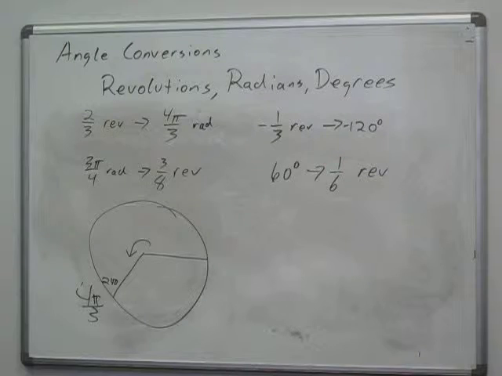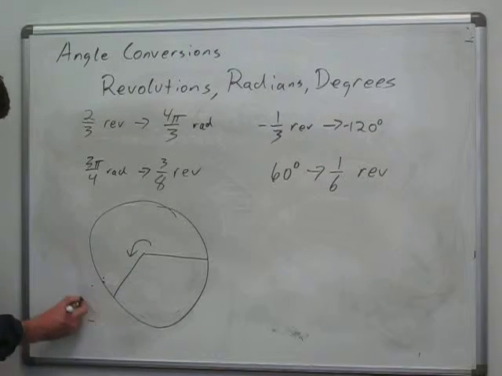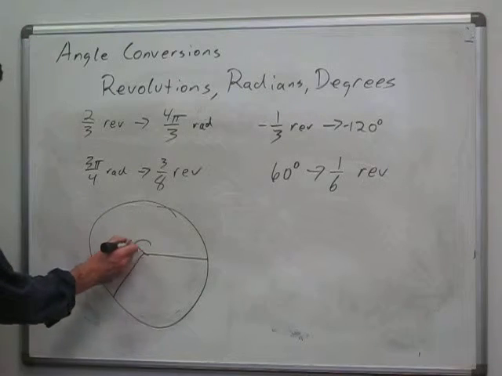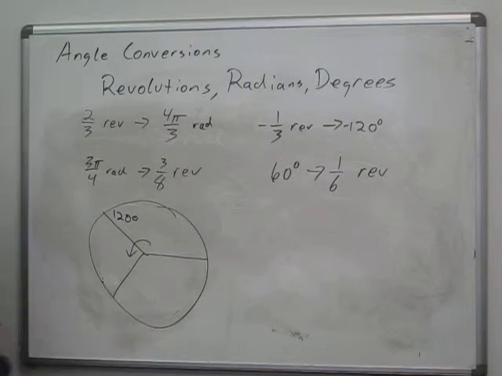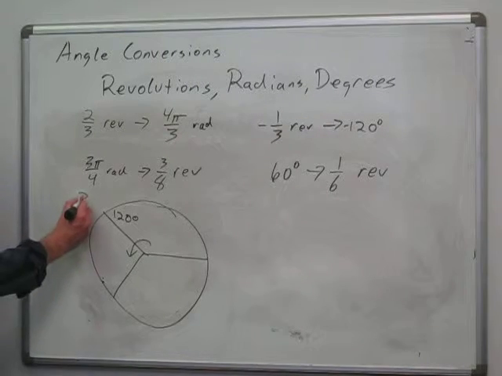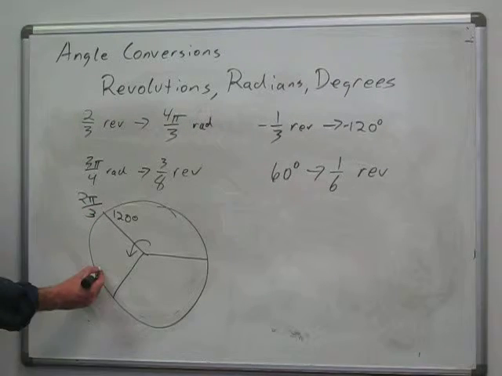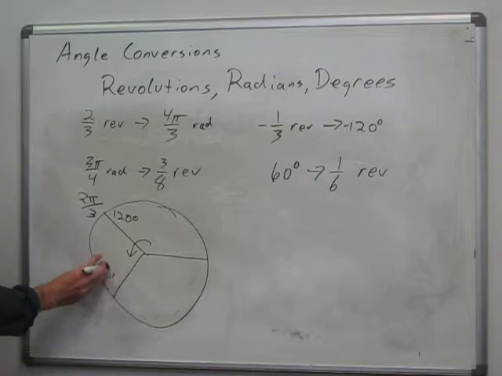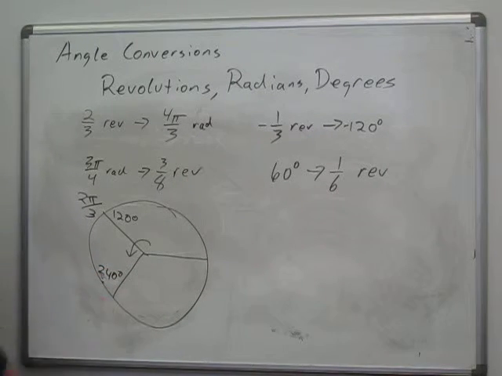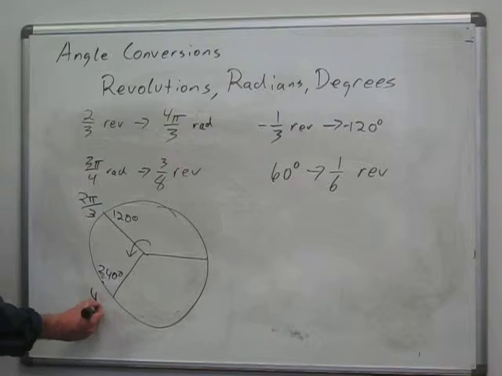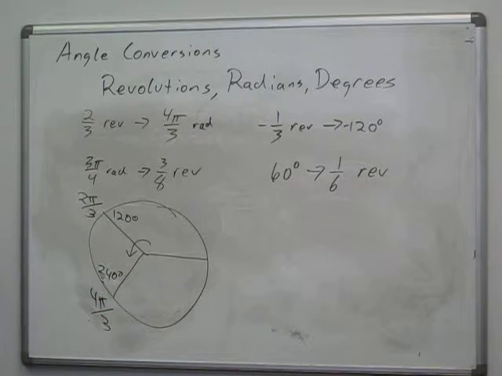We can also think in terms of thirds, if that's easier for us. A third of a circle is 120 degrees, or a third of 2 pi radians is 2 pi over 3 radians. And I'm just going to add another 120 degrees. In other words, I'm going to add another 2 pi over 3 to get to 4 pi over 3. So if we know our circle well enough, we can think through this problem without multiplying by some conversion ratio.